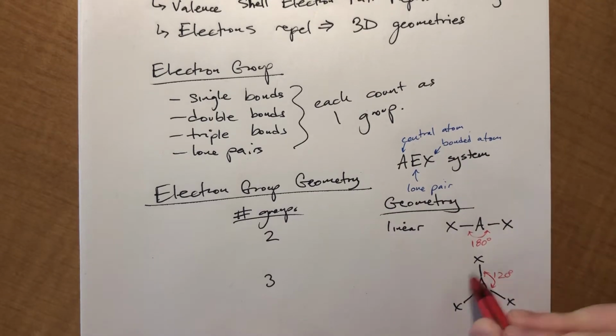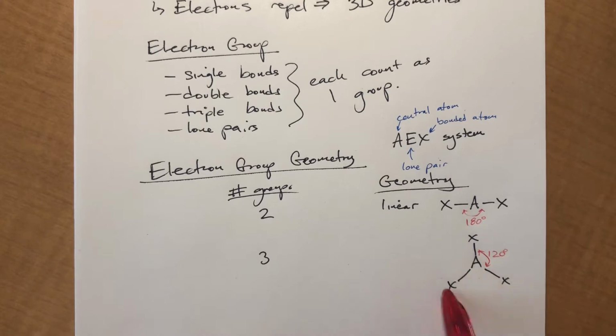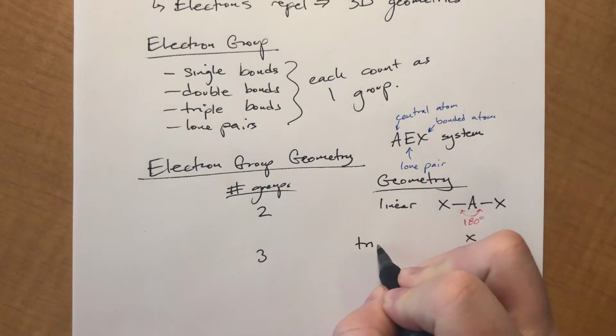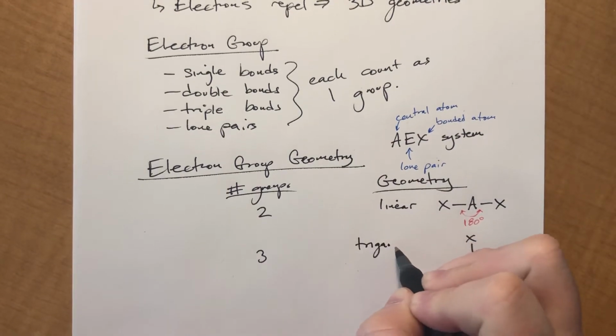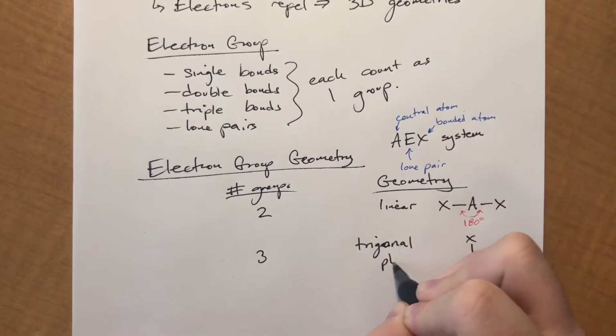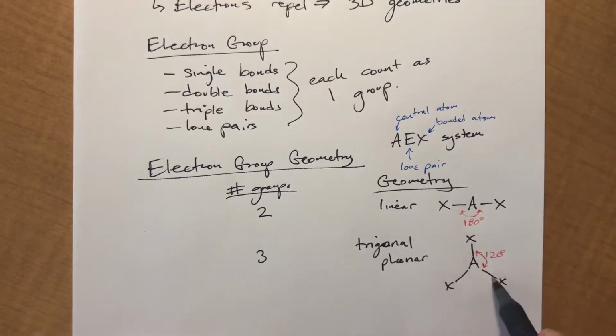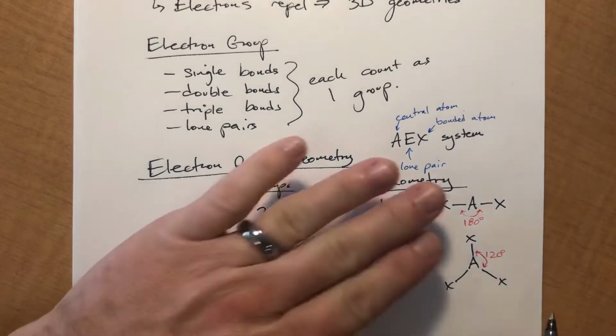You'll note that the more things you shove in there, the closer they're going to be together, so the bond angle goes down. But this is as spread out as we can get them. This has a weird name, that's okay. This is called trigonal planar. Trigonal means three-sided, and planar means it's all flat, so they're all in one plane.